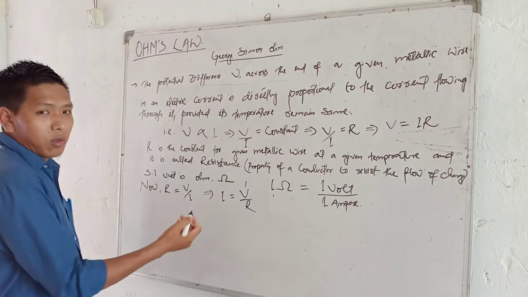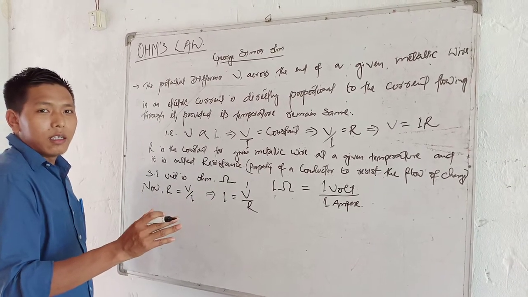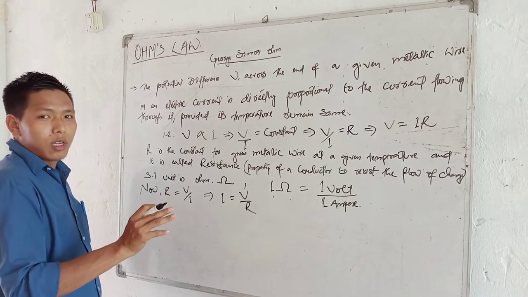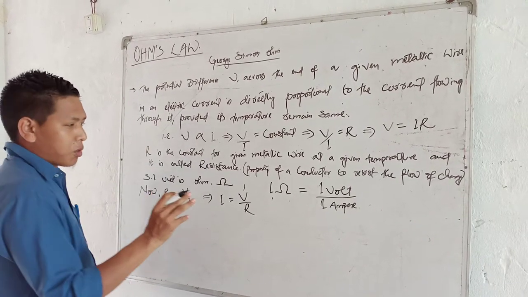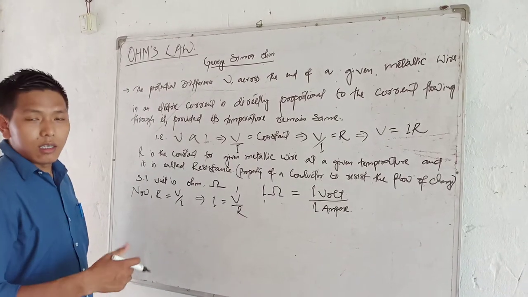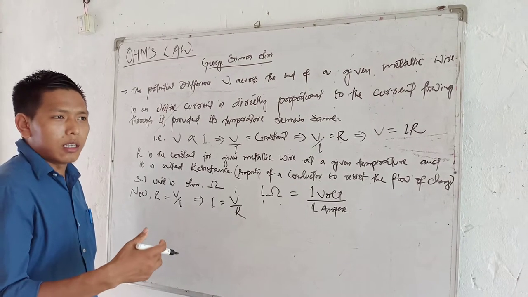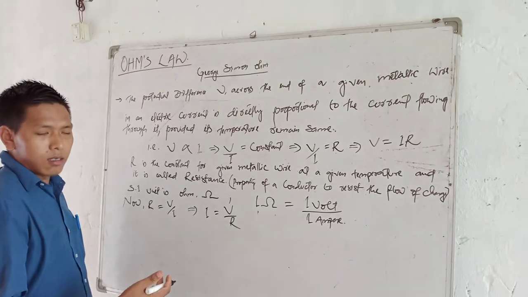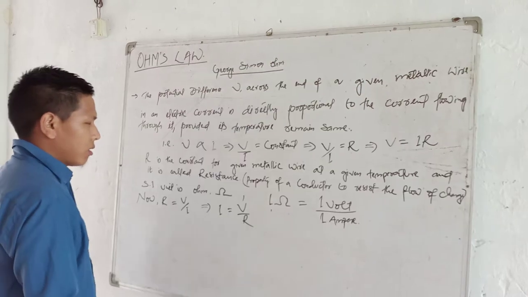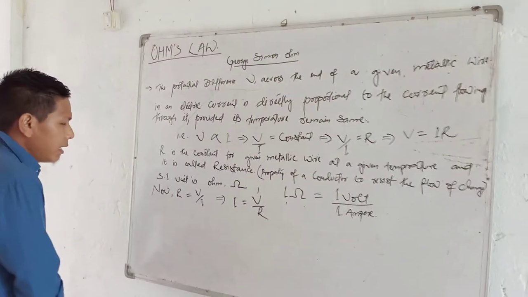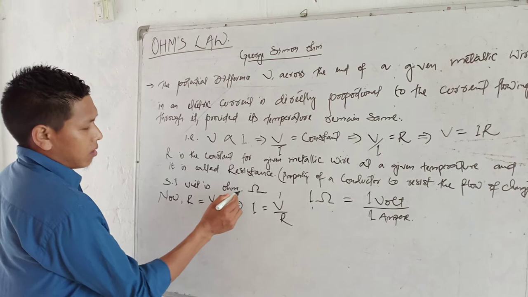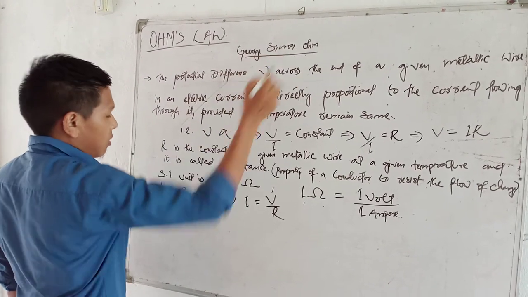In the same way, resistance resists the flow of current, the flow of charges in a metallic wire or wiring system. So it is the property of a conductor to resist the flow of electric charges, so it is called resistance. Now the SI unit of resistance is called ohm, taken from the same name George Simon Ohm.